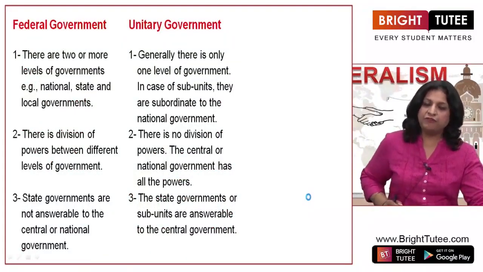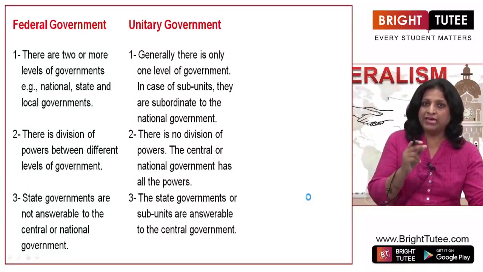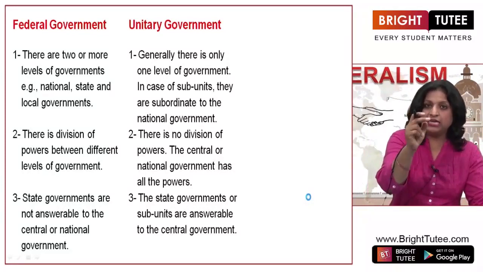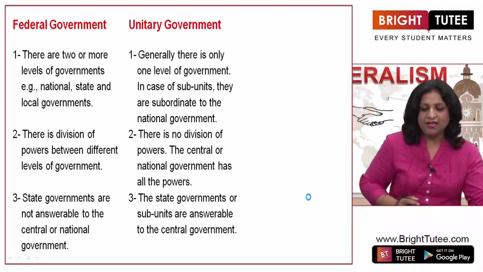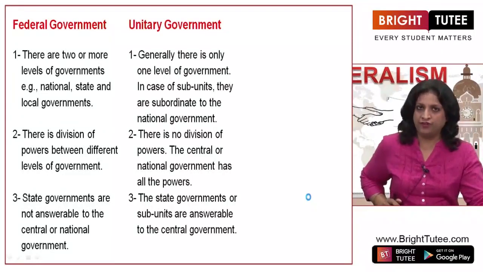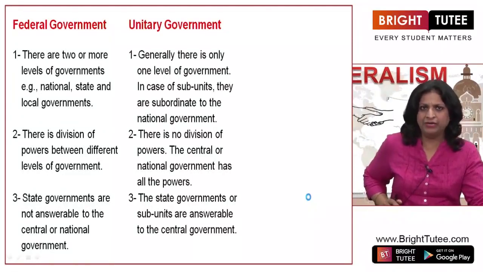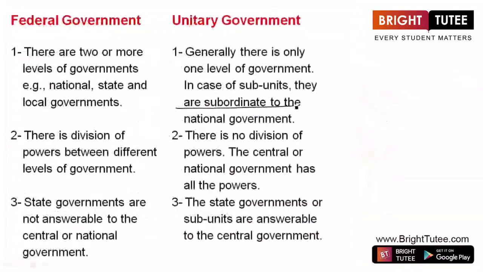Then I told you there is a contrast between the federal and the unitary government. In a federal government there are two or more levels of government, just now I told you: center, that is union, state and local. But under a unitary government there is only one level of government, that is the national or central government. There can be subunits, which are not independent, but are subordinate to the national government.